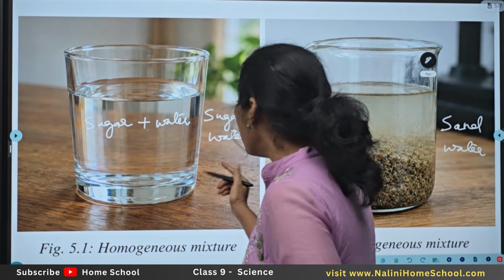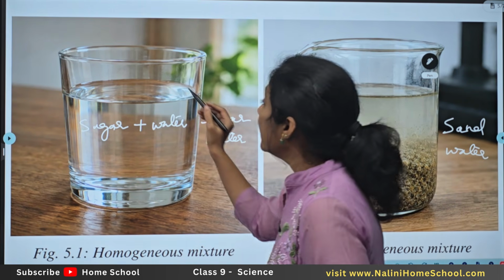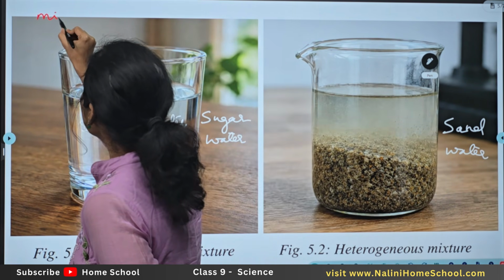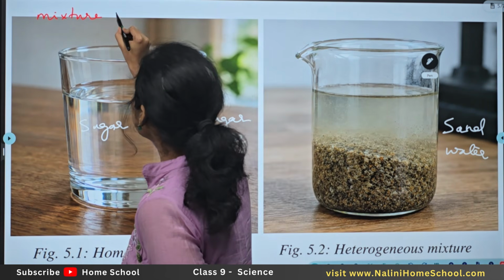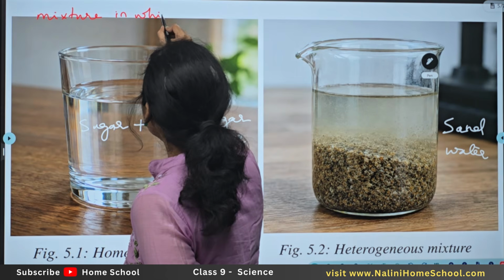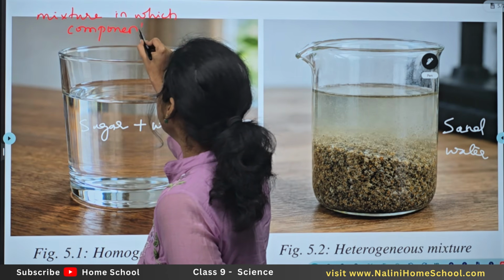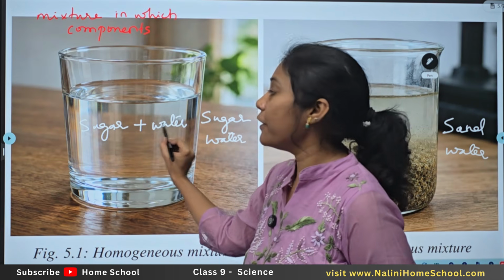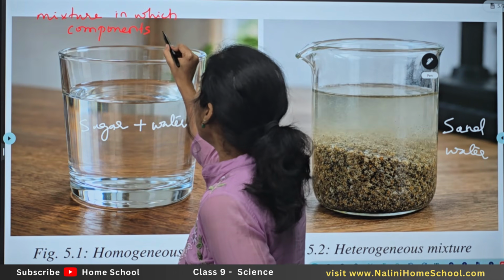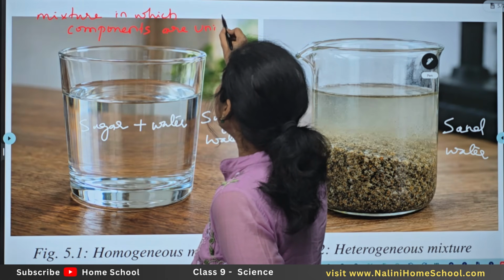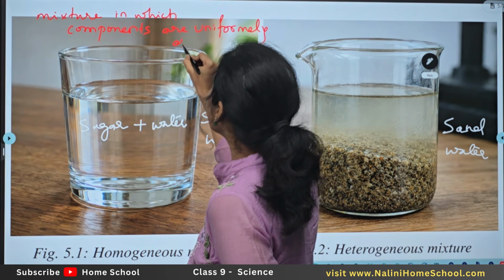So here, what do we say is the definition of a homogeneous mixture? This is the definition that you all can write, guys. It is that mixture in which components are uniformly distributed. Very important. What do you mean by components? The different parts, the different chemicals which are there in a mixture. So components are uniformly distributed.